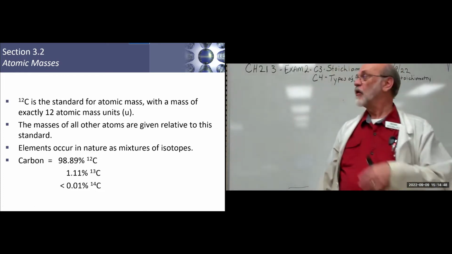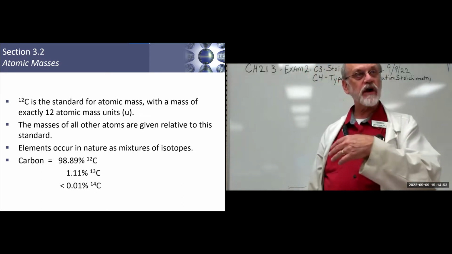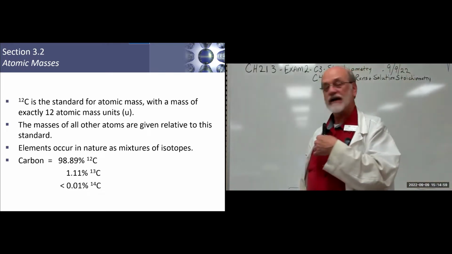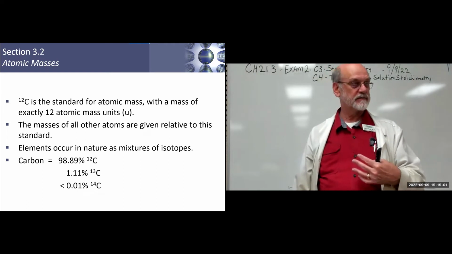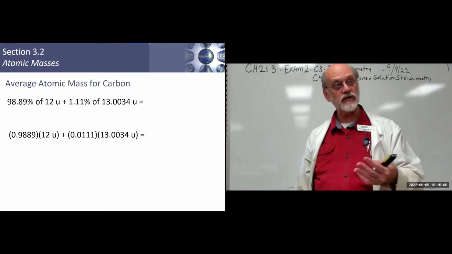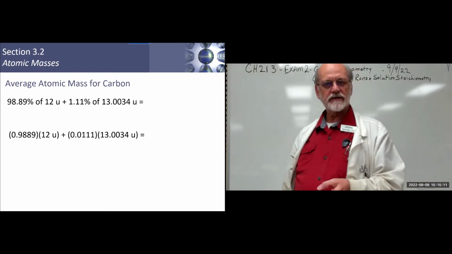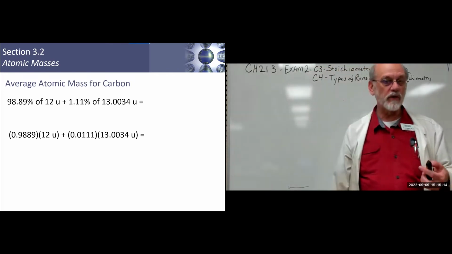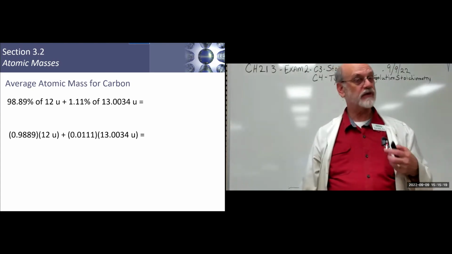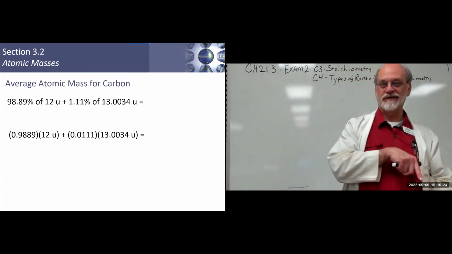What we do is find out what's the contribution of 12 to the overall, and what's the contribution of 13 to the overall. You multiply the values by a fractional equivalent of the percent. So it'd be 0.9889 times 12 would be its contribution. Let me see if I've got that. Yeah, there it is. And 0.0111 times 13.0034. Notice that that's not 13, right? Because it was originally compared to 12.